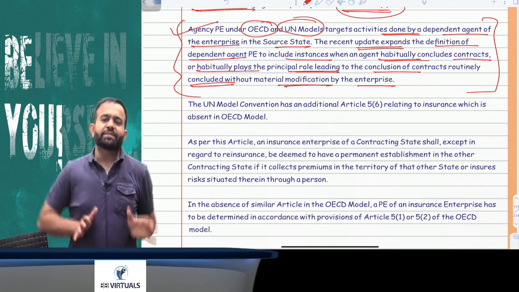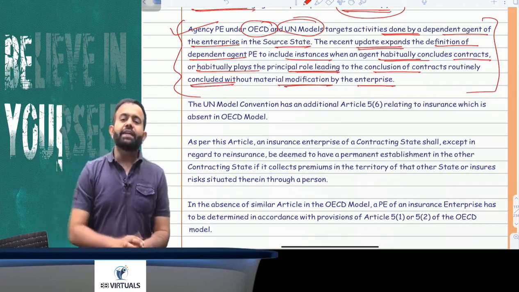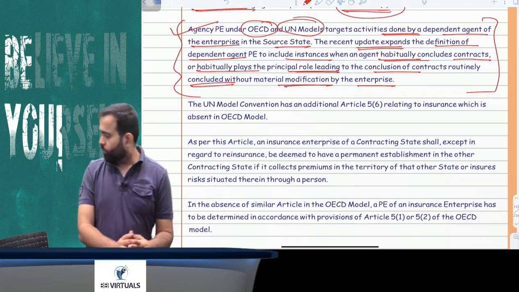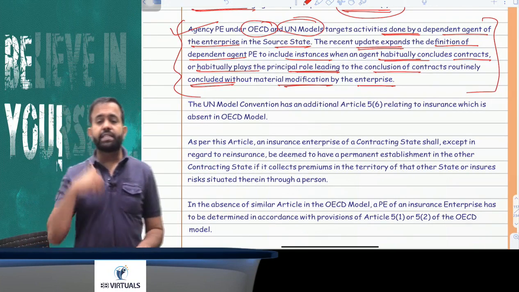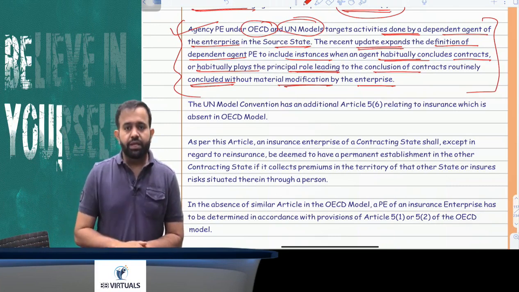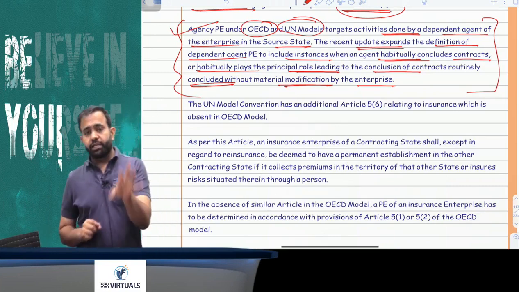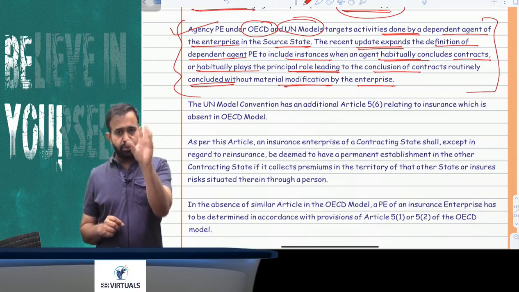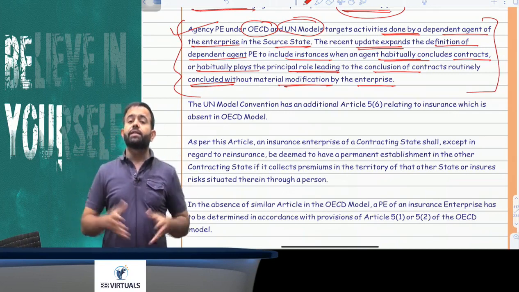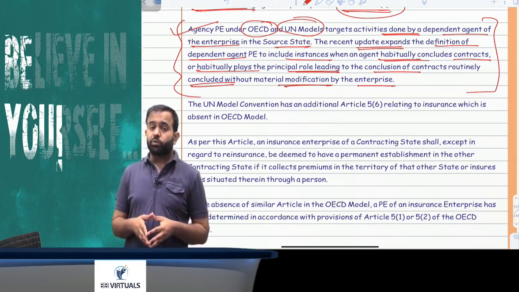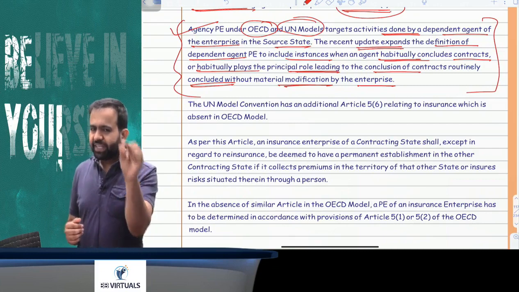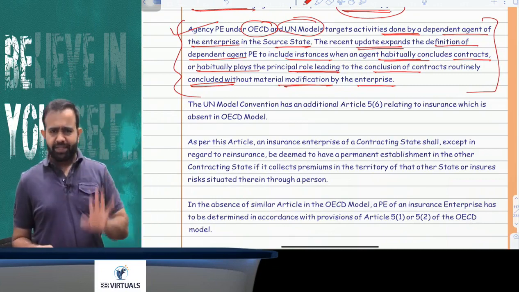In the same line, suppose you have a dependent agent in a foreign country, and that dependent agent habitually concludes the contract or plays the principal role in the conclusion of the contract. In that case, it will also be treated as a PE. That is called an agency PE. In both the things it is available.